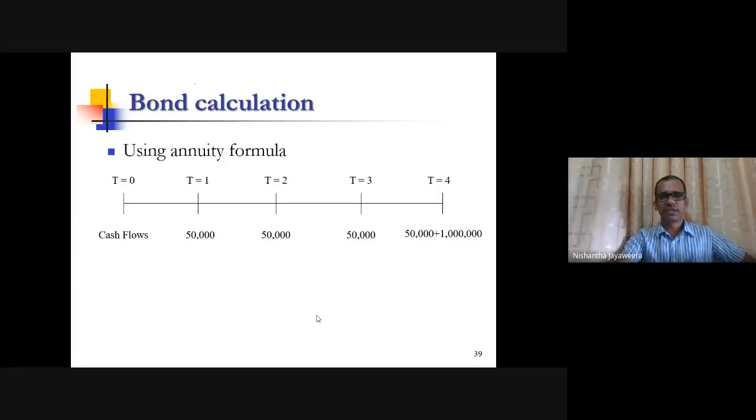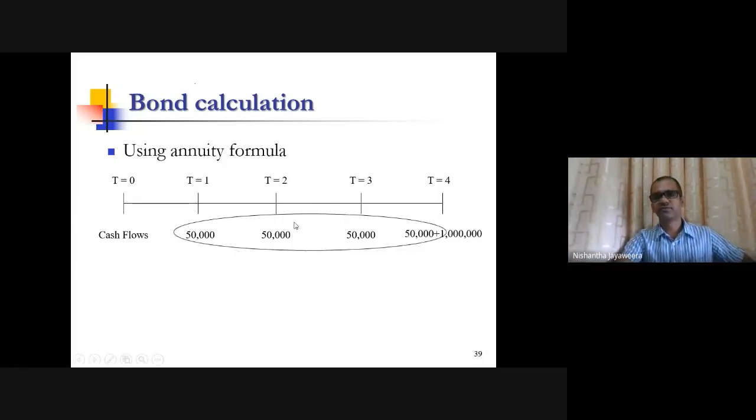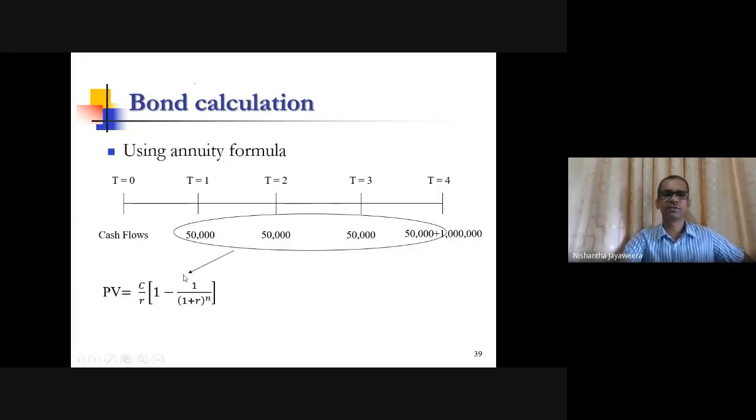If we can use the annuity formula, then we can consider the first 4 coupon payments as the annuity. So the annuity amount is 50,000, the number of periods is 4, and the required rate of return is 5.25. Just substitute those figures into this equation, then you can get the present value of the annuity.